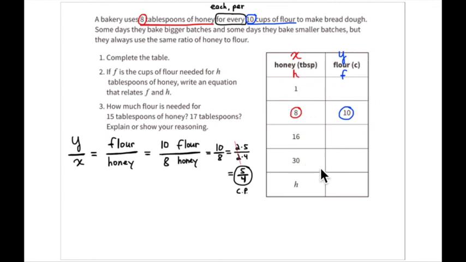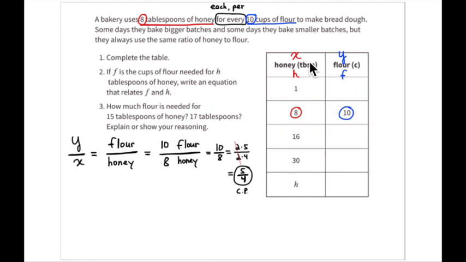They set the table up so that the flour is the y value and the tablespoons of honey is the x value. It's okay the way they wrote it, because you can read these either way. It's 10 cups of flour per 8 tablespoons of honey. But usually you write the y value first and then you just say per the x value. But they wrote it the opposite way. So you just have to pay a little bit of attention to that. So y over x is going to be the constant of proportionality.